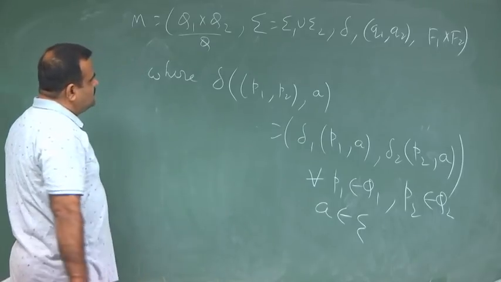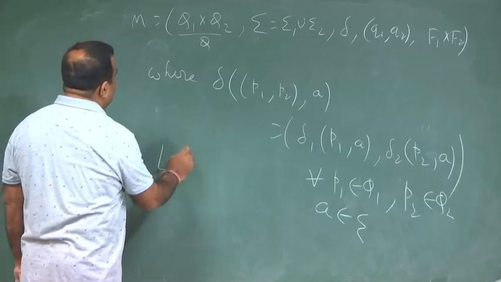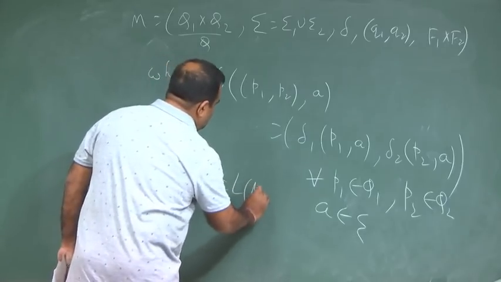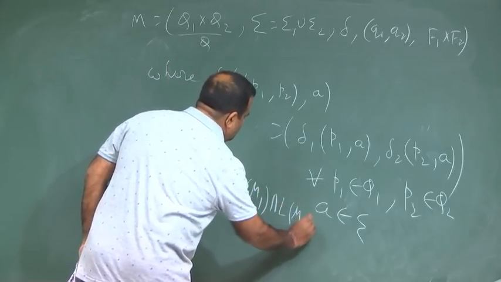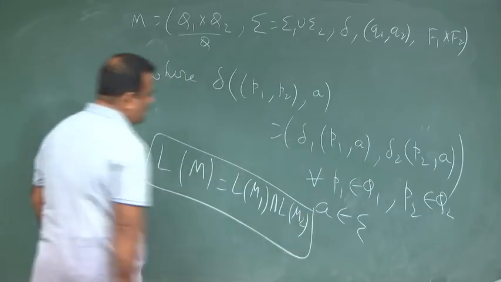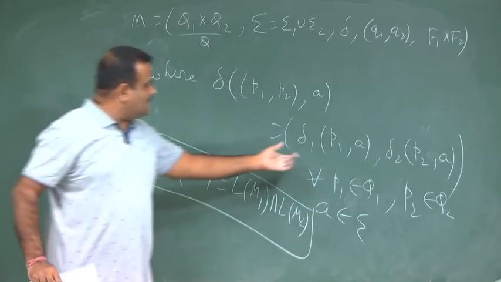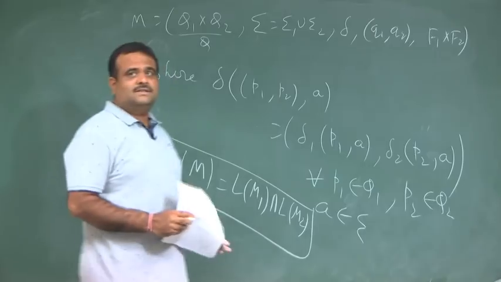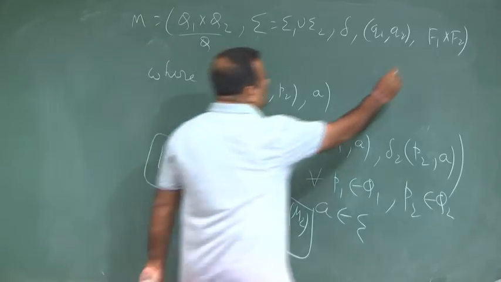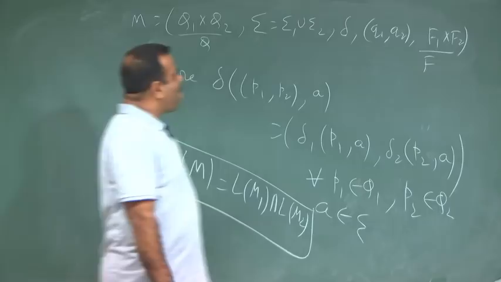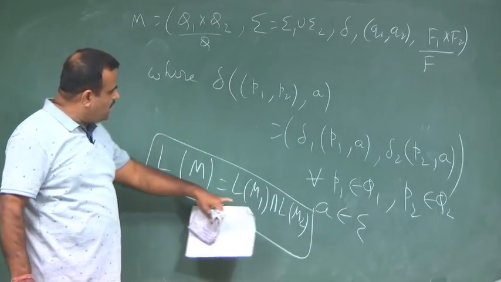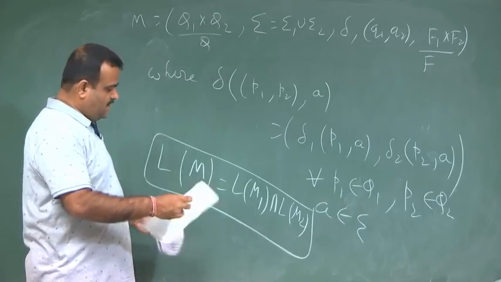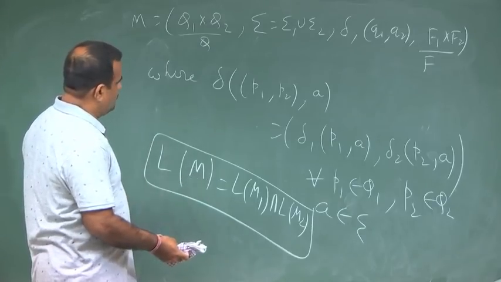Now, for this we can easily verify that L of M is nothing but L of M1 intersection L of M2, because we are taking the Cartesian product and the final state is F, where F is F1 cross F2. So, both ways it has to reach the final state. So, this is the definition.